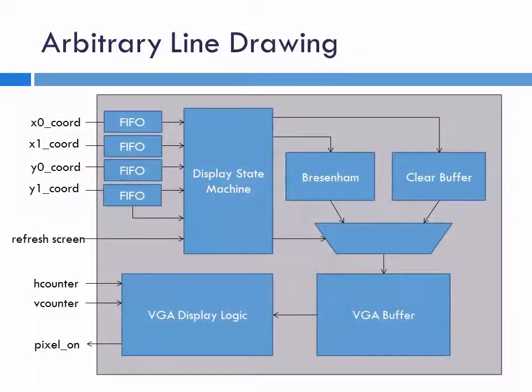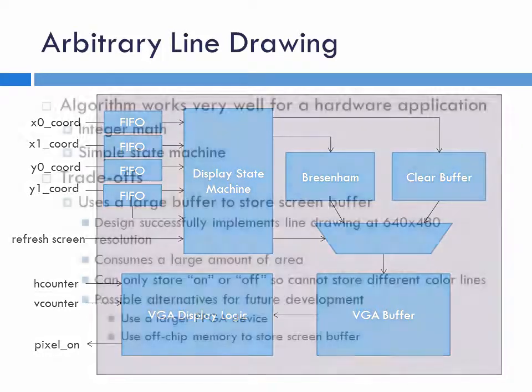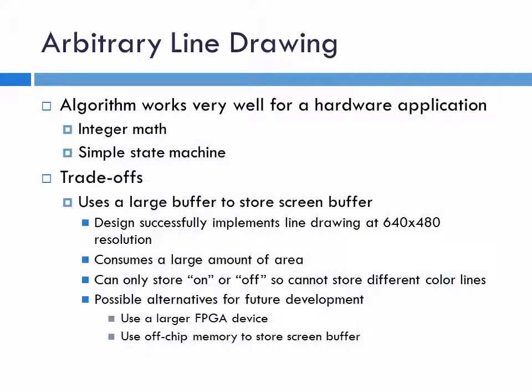The Bresenham algorithm was implemented in hardware and then wrapped in a higher level module that controls access to the VGA display buffer. The line drawing hardware handles the process of clearing the display buffer and then loading all of the points that represent the lines out of a set of FIFOs. The display buffer is implemented as a dual-port RAM, with one port connected to the display state machine logic and the other port connected to the VGA display logic. The line drawing component worked well in hardware because of the integer math implementation and the simplicity of the state machine required for the calculations and decisions in the Bresenham algorithm.